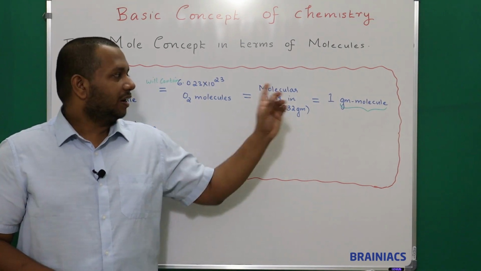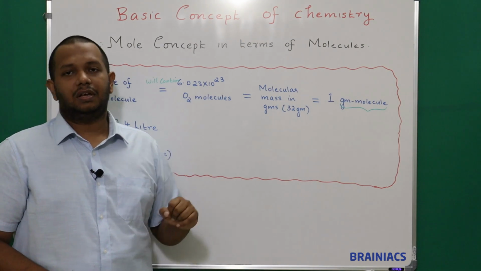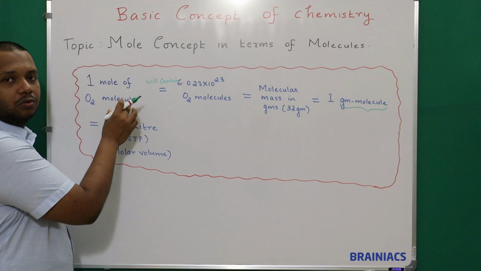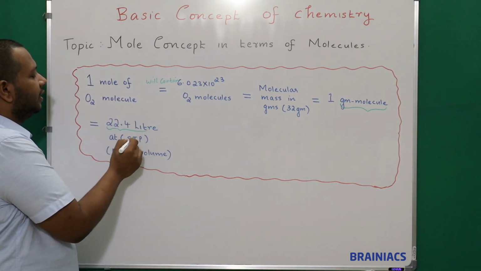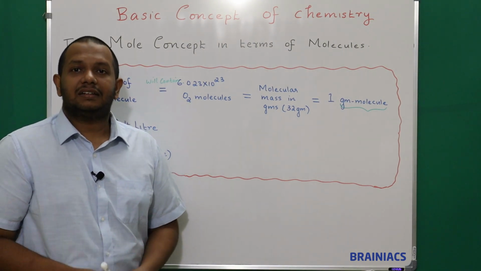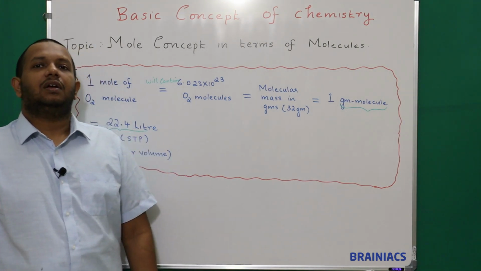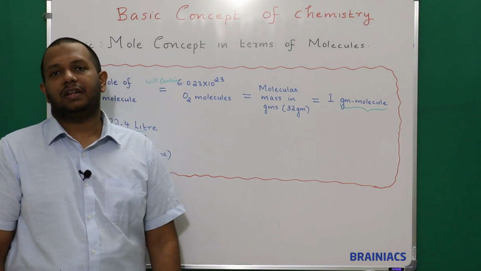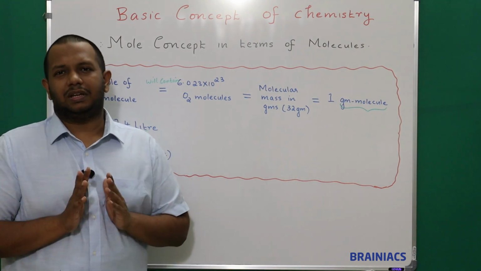And one more extension is here compared to the atoms. Here you could say 1 mole of oxygen molecules or any substance will occupy 22.4 liters at STP. So what is STP? Standard temperature and pressure. So what is the value of standard temperature? We have the value of temperature as 273.15 Kelvin and pressure as 1 atmosphere. So what does this mean?